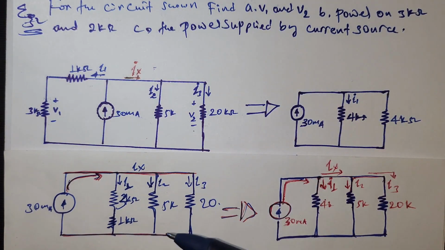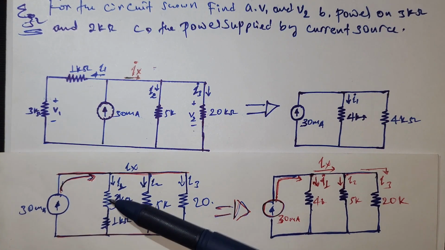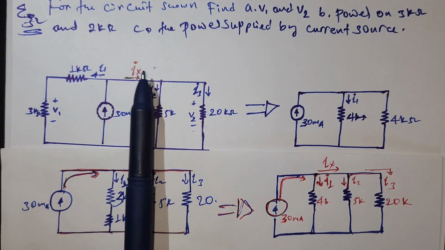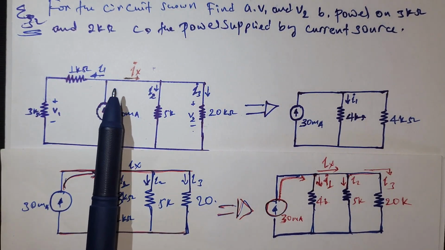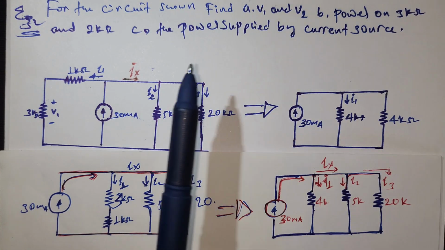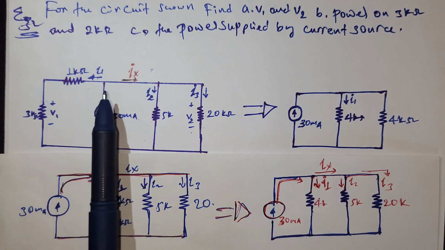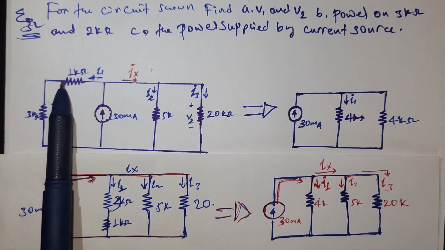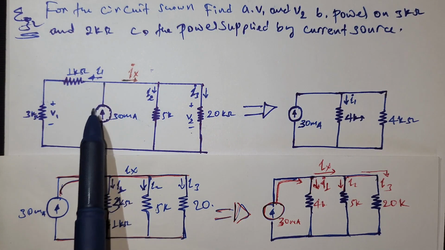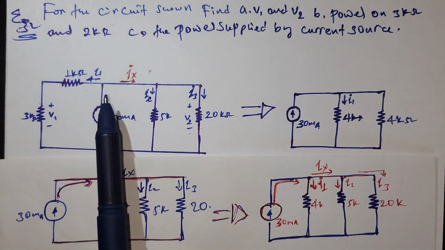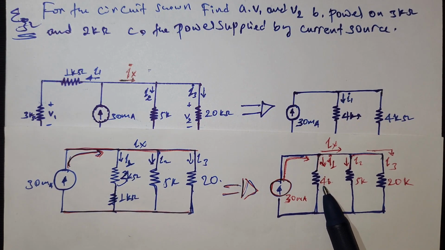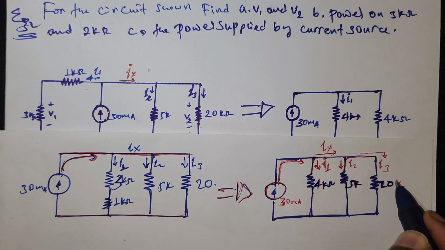First, we simplify it into this one. 3K and 1K are in series. By the way, we can swap the position of the branches when they are in parallel, just when they share the same two nodes. So we can swap this branch and this branch. The combination of these two resistors and the source are in parallel. We swap these two branches, so the summation will be 4K.